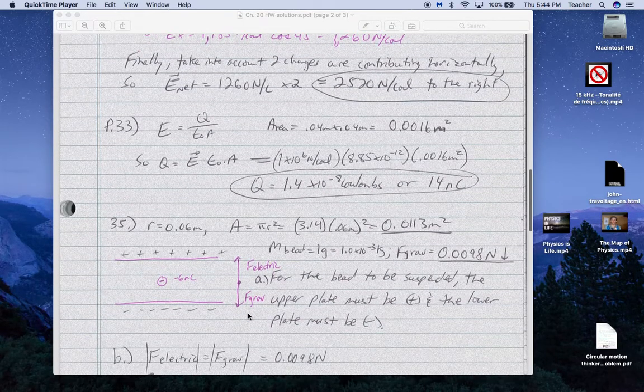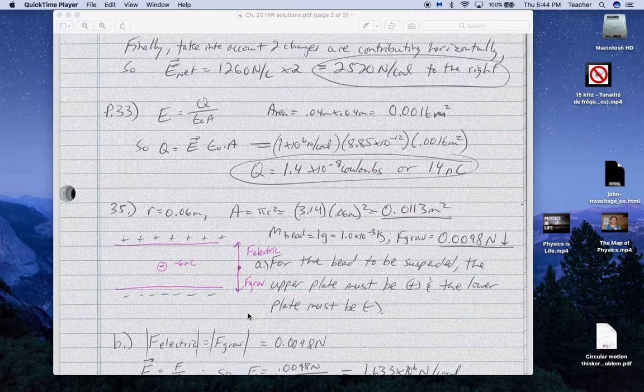For problems 33 and 35, those deal with capacitors. The only formula for capacitance in this chapter was E equals Q over E sub 0, which is vacuum permittivity, times A. The area of the capacitor was 4 centimeters on each side, so 0.04 meters squared, which is 0.0016 square meters. The charge, therefore, would equal this formula rearranged, and that's the charge per plate. It asks for it in nanocoulombs, but I tend to like to give things in coulombs, so 1.4 times 10 to the negative 8th coulombs per plate.